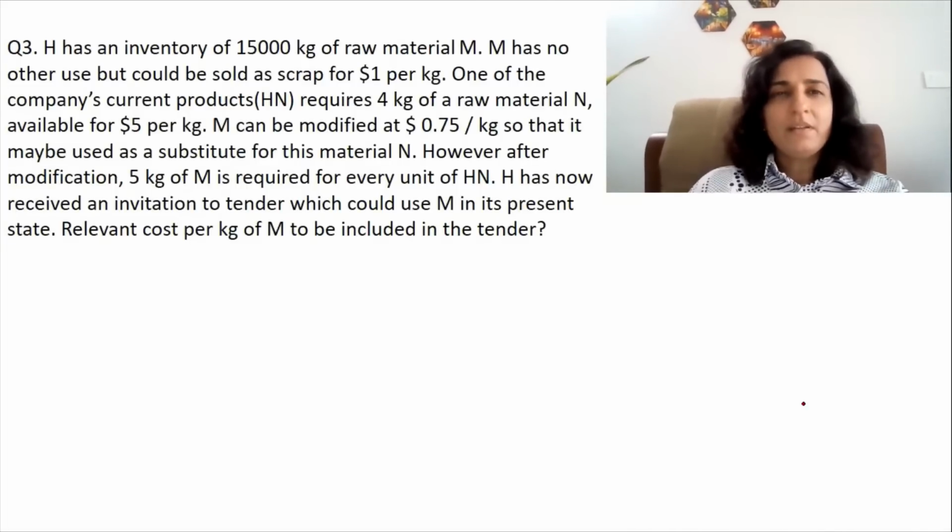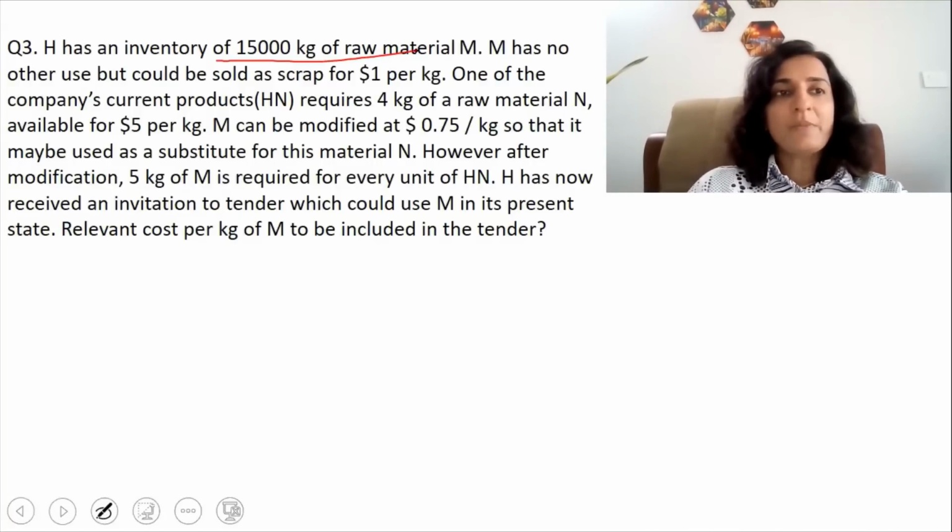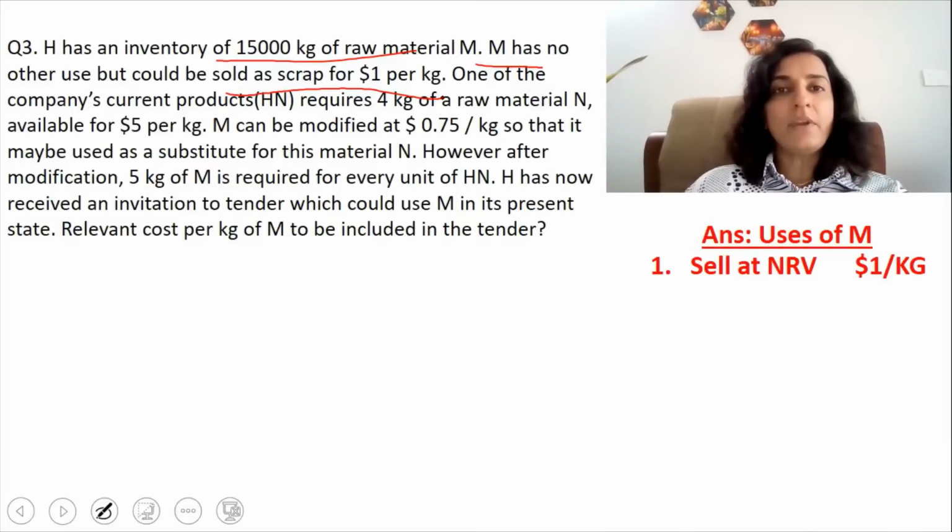Okay, question number 3. This is a difficult problem, so listen very carefully. H has an inventory of 15,000 kg of raw material M. So right now we have 15,000 kg of raw material M. M has no other use but could be sold as scrap for $1 per kg. So what is the use of M? You could sell it as scrap for $1 per kg. So let's make a note of it. Uses of M: sell at NRV at $1 per kg.